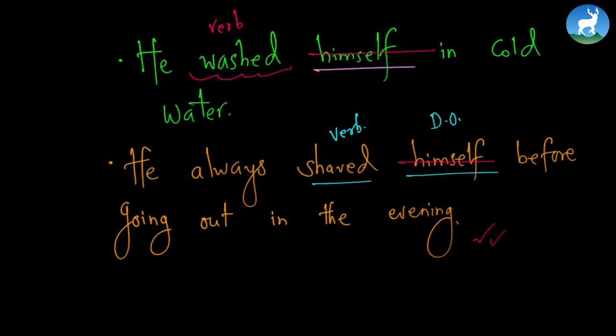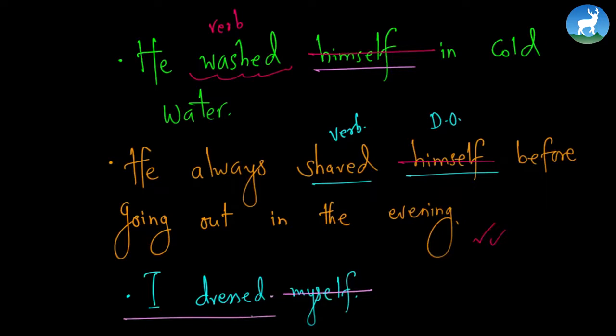Himself is not required. Michael dressed himself and got ready for the party. Michael dressed and got ready for the party. I dressed myself. You don't need to say something like, I dressed myself. You can say something like you dressed your younger sister or you dressed someone else. But dressing yourself is pretty obvious. So it is what we call stating the obvious. The sentence is correct as I dressed.